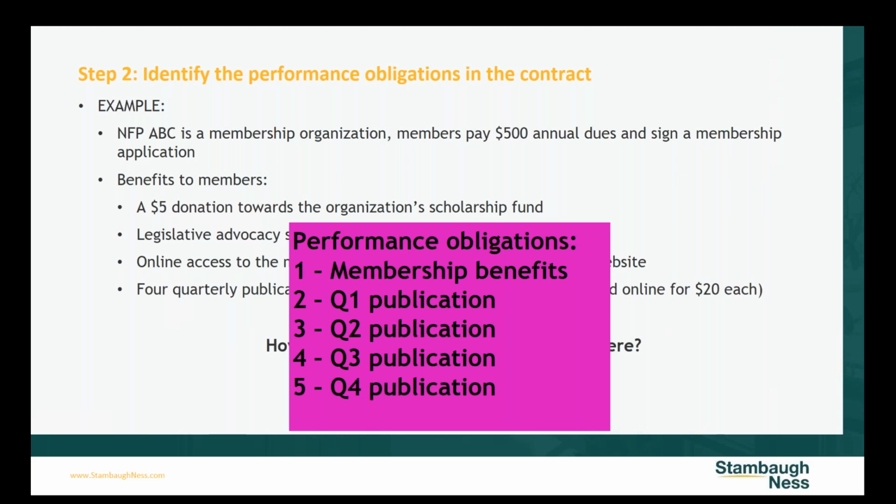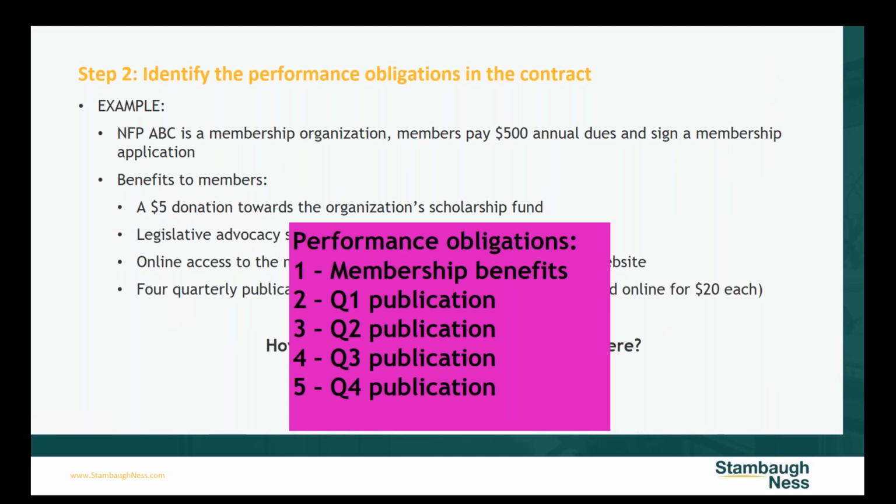We then have this other one that we've bundled, and we're saying membership benefits. So we have 5 performance obligations as part of this contract. So the organization is paying $500. $5 of that we know is a contribution to the scholarship fund, and the remaining part is covering 5 essential exchange transactions: membership benefits, and then the 4 quarterly publications.